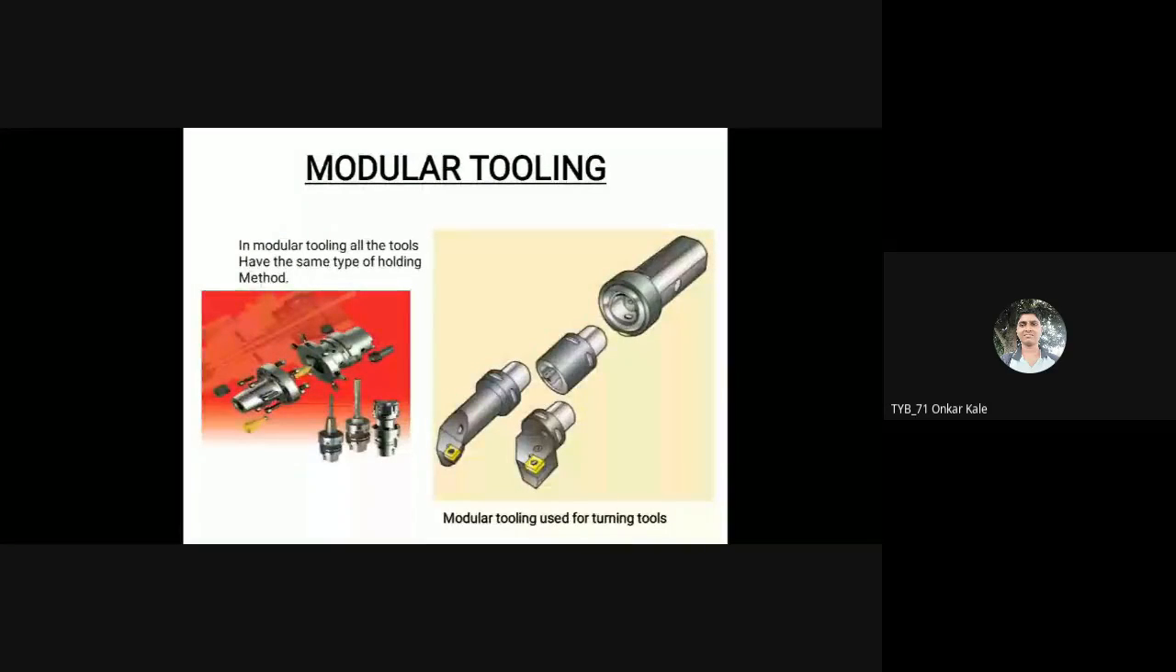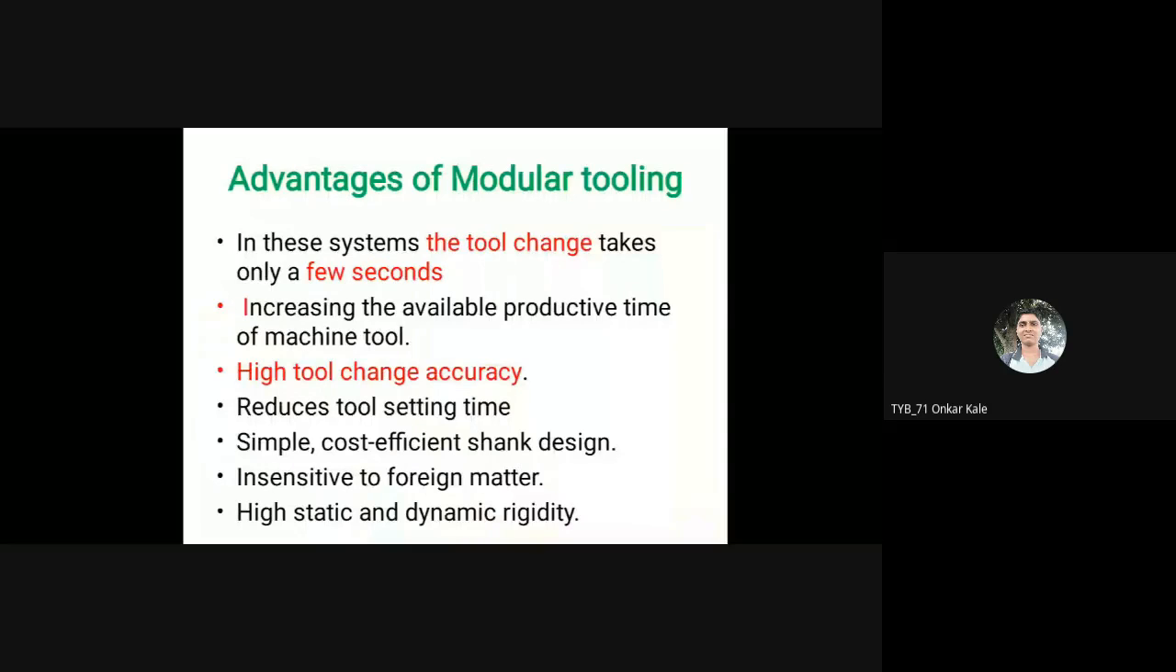ओके फॉर दॅट पर्पज वी आर युजिंग दिस मॉड्युलर टूलिंग, and major advantages of this modular tooling is like in this system the tool change takes only few seconds. Within few seconds you can easily change the tools, increasing the available productive time of the machine tool. Whatever that downtime, idle time, that things will be reduced and your productive time will be increased by using this modular tooling. High tool change accuracy, we will get more accuracy in terms of the tool change. Okay सो इथं कुठलाही जास्त वेळ वाया जाणार नाही त्याच्यामुळे तुम्हाला टूल चेंज टाइमची अॅक्युरेसी खूप वाढेल. कमीत कमी वेळेमध्ये तुम्ही टूल चेंज करू शकता.